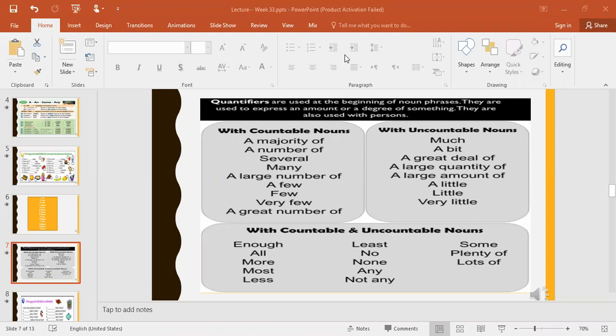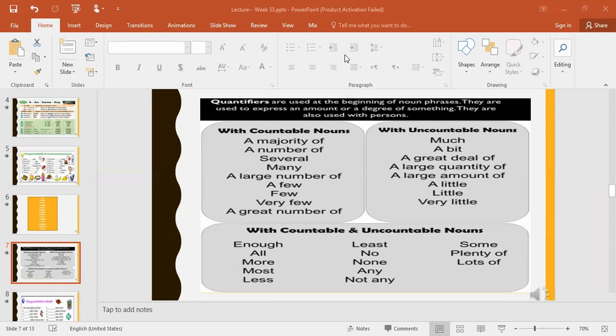I start, for example, with a number of. This is a quantifier. A number of students are reading stories in the library. This is a quantifier. Several. Several teachers are going on a trip with the school. This is a quantifier. Many. Many people are moving to the south.